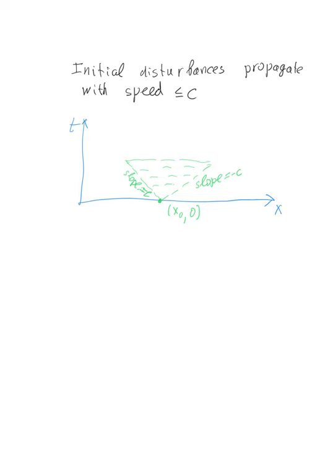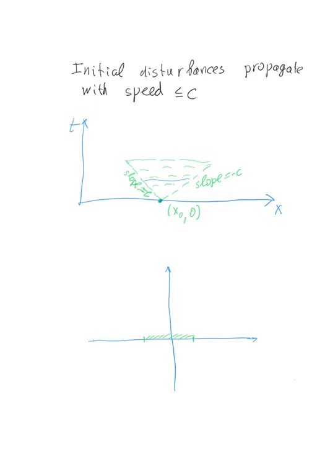Geometrically, if we consider the initial conditions at the point x0 with t equals 0, then these initial conditions will affect the future values of the solution only in the region bounded by lines with the slope c and minus c. That's because the disturbances cannot travel with speed greater than c.